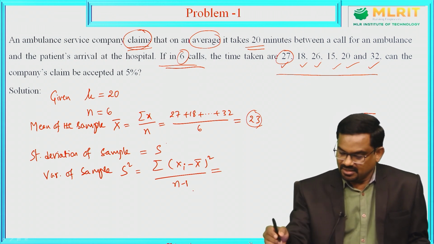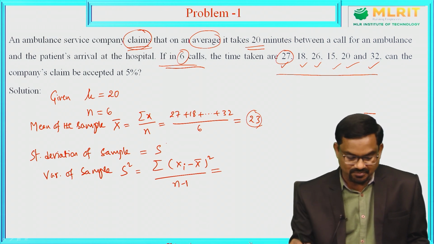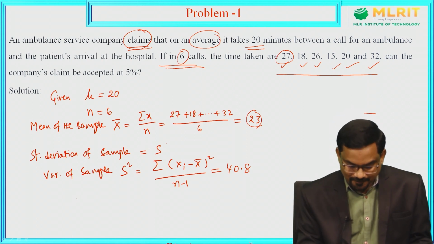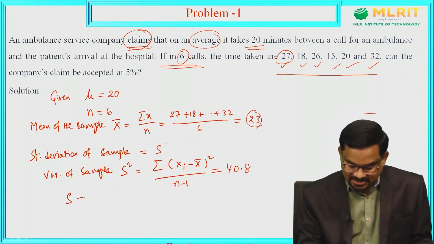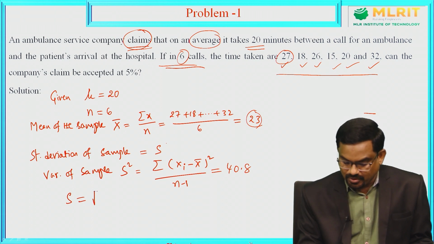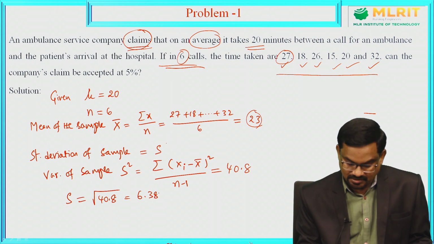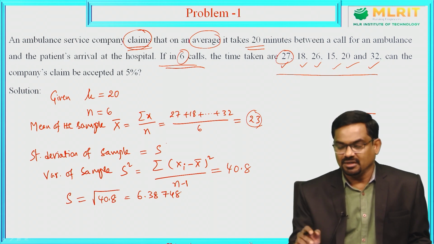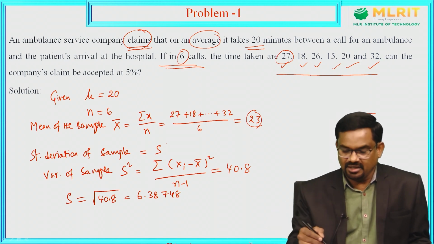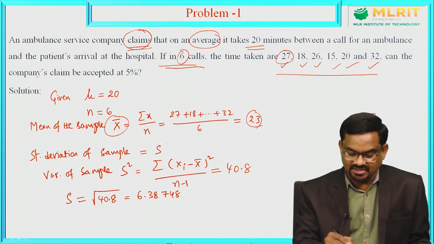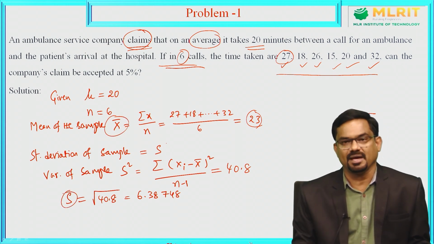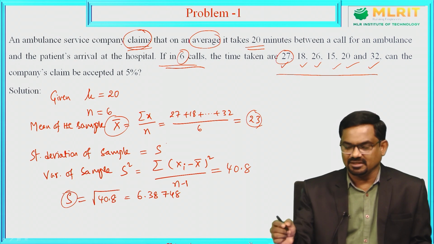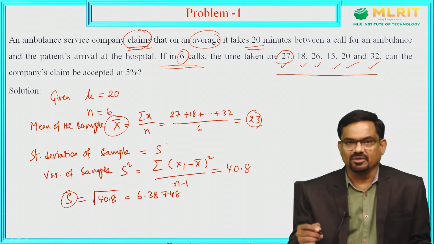So the sum of the squares of such values divided by n minus 1 gives the variance. If we substitute these values in this formula, we will get the variance as 40.8, and the standard deviation s is the positive square root of variance. So root 40.8 results in 6.38748. Since the sample is small and the data is given, we have calculated the mean and standard deviation of the sample. If these values are given in the problem itself, we can directly go to the test of hypothesis.